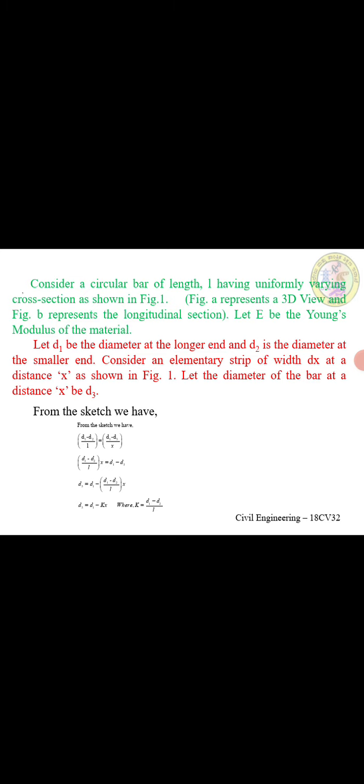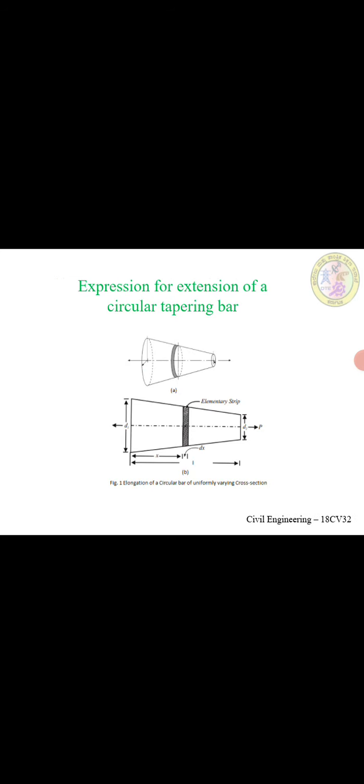From the sketch we have (d1 minus d2) by L equals (d1 minus d3) by x, or in other words (d1 minus d2) by L times x equals d1 minus d3. This can be reduced to d3 equals d1 minus ((d1 minus d2) by L) times x, where d3 equals d1 minus kx and k is given by (d1 minus d2) by L.